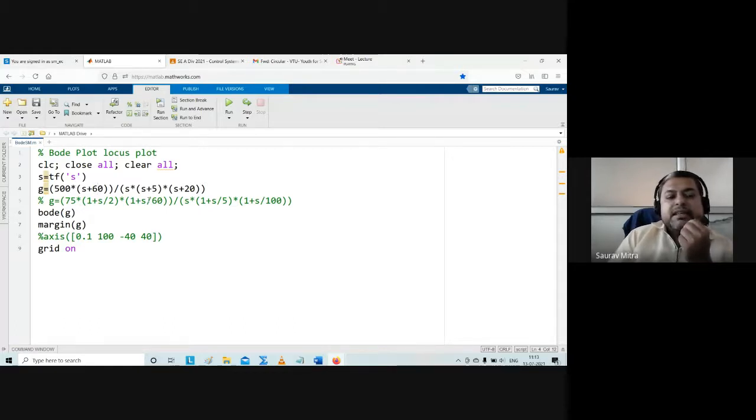So 1 by s is a line. At 0.01 it has plus 40, at 0.001 it has plus 60, at 0.0001 it has plus 80. So it is falling like this. We generally start Bode plot drawing from the frequency 0.1. So at 0.1 this 1 by s line has plus 20. At 1 it has amplitude 0, at 10 it has amplitude minus 20.